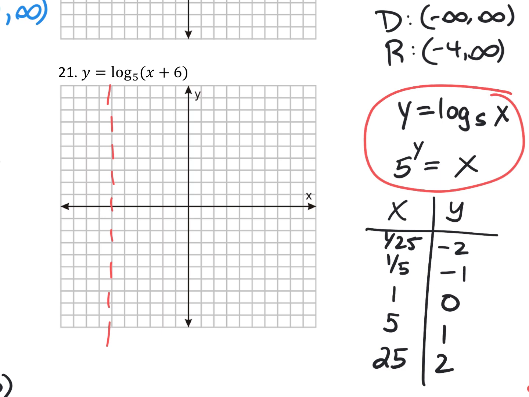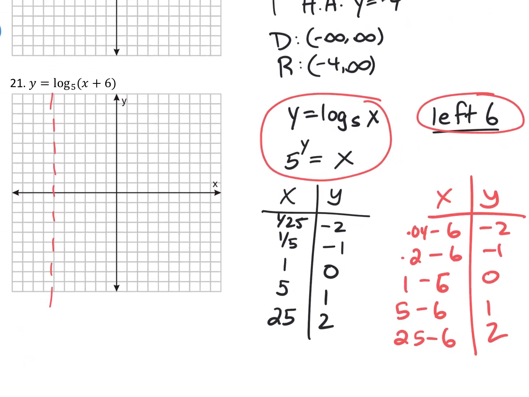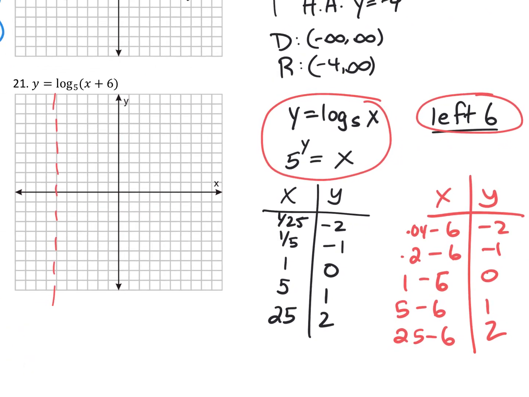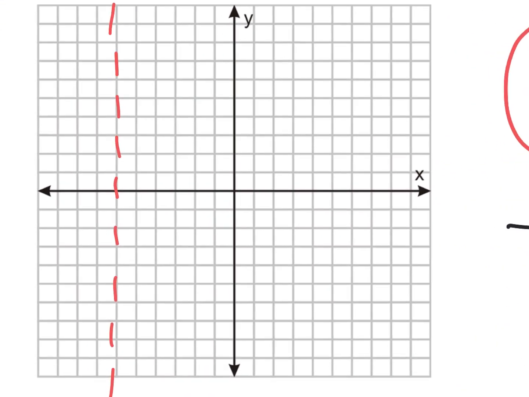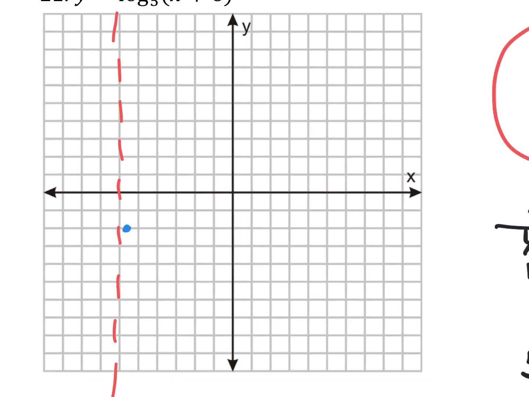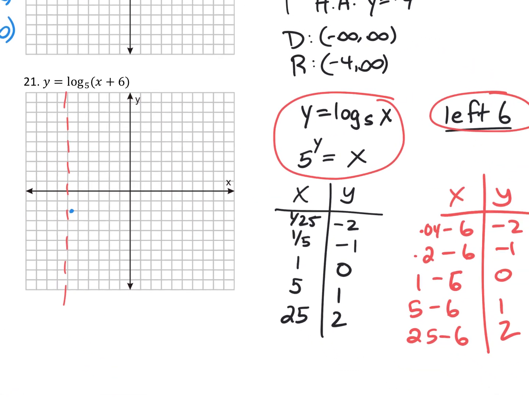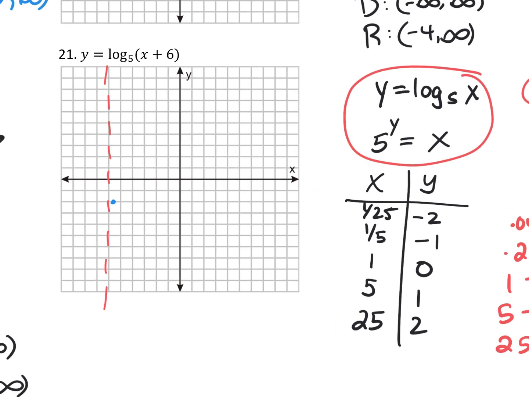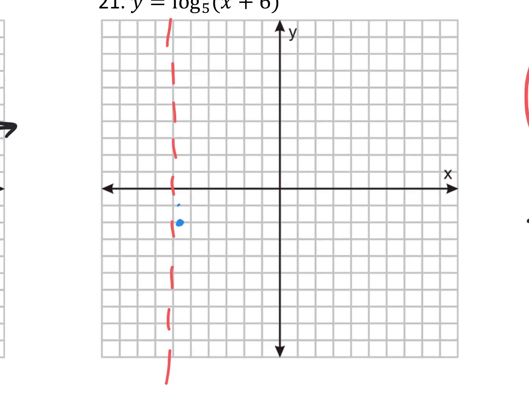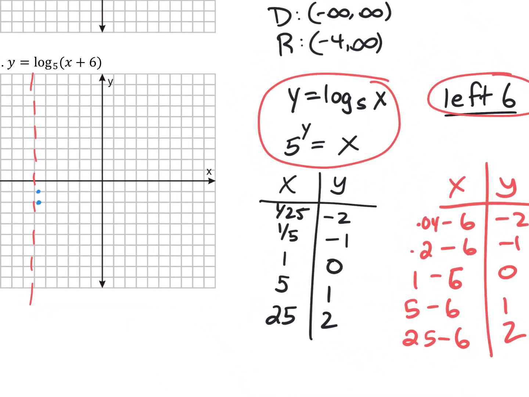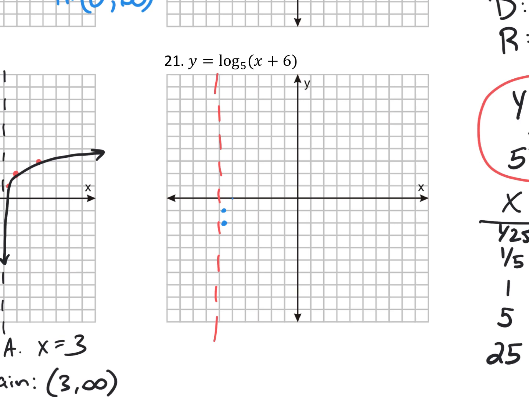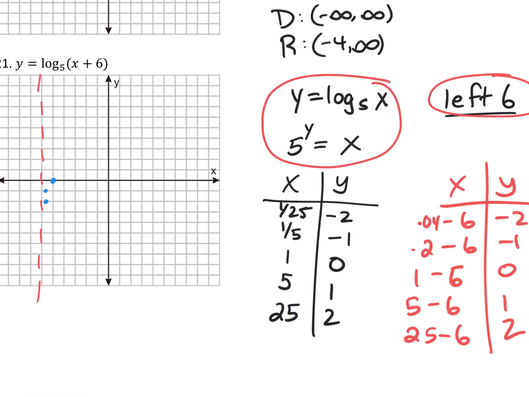Now I'm going to plot my remaining points, making sure that I'm using the correct table. 0.04 minus 6 is extremely close to -6, and the y coordinate is -2. We are somewhere right around here. 0.2 minus 6, again, very close to our asymptote, just one notch higher on the y coordinate. Then we get -5, 0. That's going to be our x-intercept. We also have -1, +1.